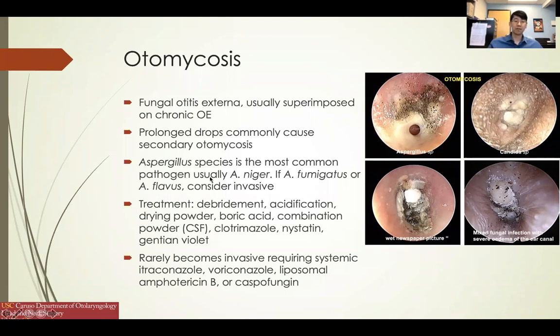Aspergillus is the most common, usually Aspergillus niger. If you're seeing fumigatus or flavus, then you want to think, well, this may be an invasive form. They're rare, but you can have invasive fungal otitis externa, which could require itraconazole, voriconazole, amphotericin, caspofungin. Treatment of otomycosis in general is debridement, acidification, drying powders, boric acid again, and your combination powders, clotrimazole, nystatin, gentian violet.